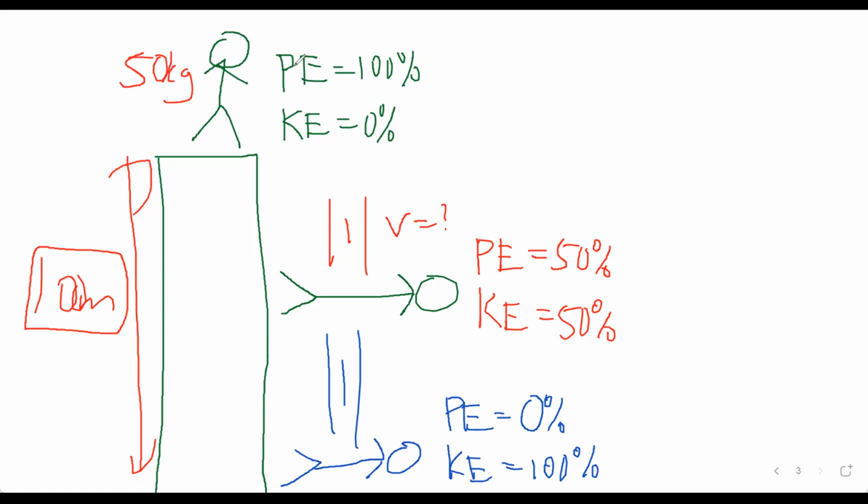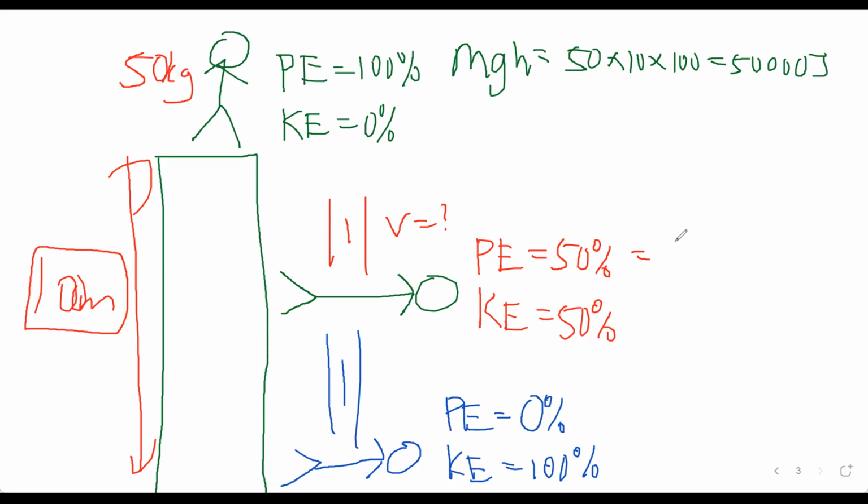At the green color scenario here, if I use mgh to find the potential energy, it will be 50 for the mass, and for ease of calculation, I'll use 10 as gravity and the height of 100. So from here, it will essentially be 50,000 joules of energy at position 1. Then at position 2, because I've lost 50% of it, right?